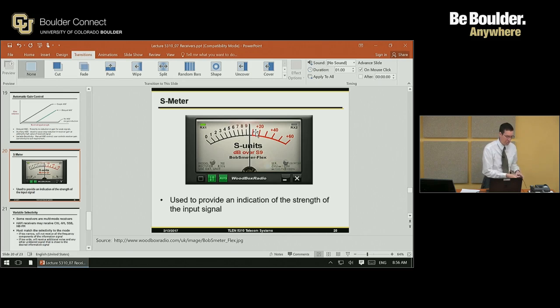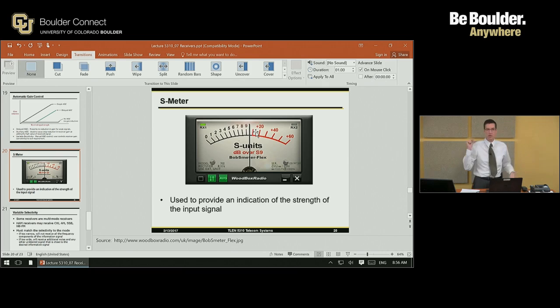And in amateur radio, a lot of times they will want to know how strong their signal is, because one of the rules in amateur radio is that you should communicate on the weakest signal that you can, so that it causes less interference to others.